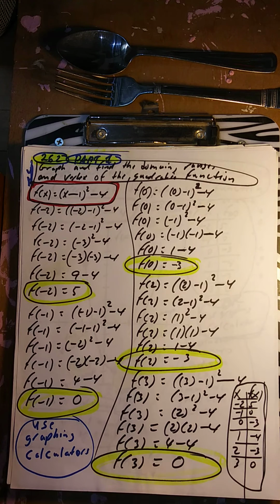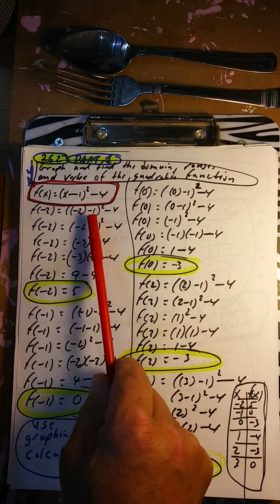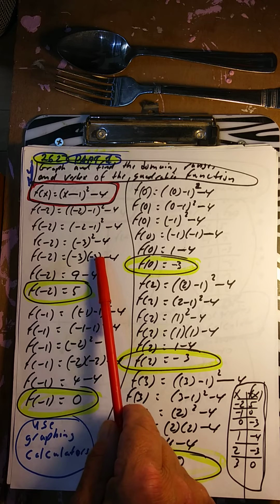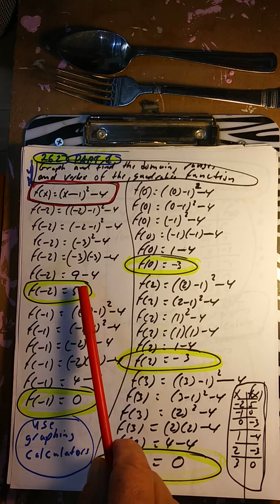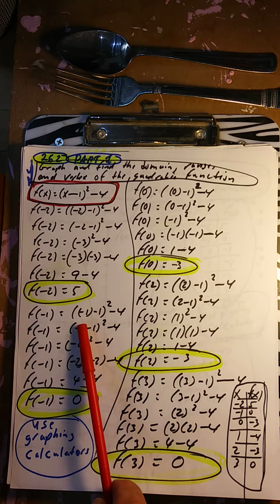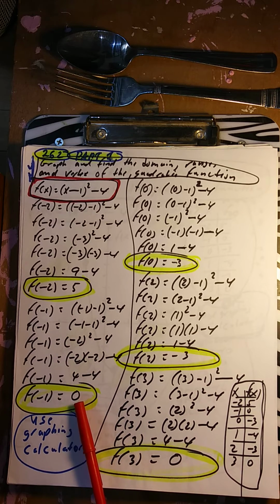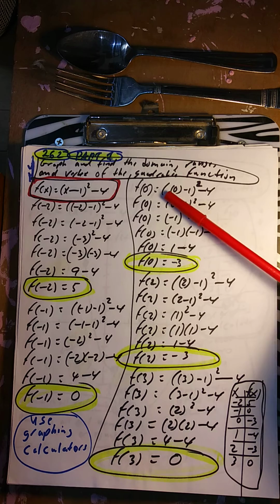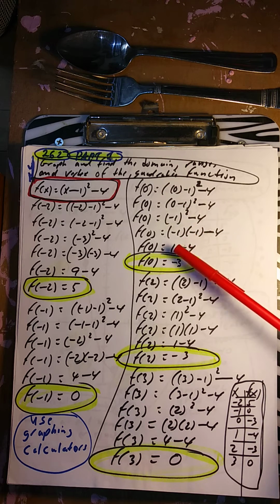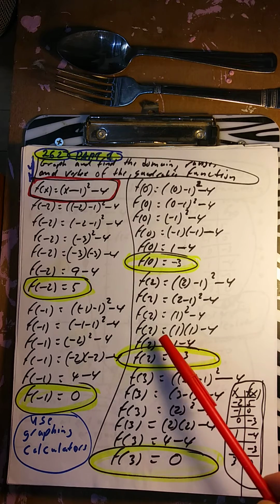Okay, next one. It says graph and find the domain, range, and vertex. Got it. So I put numbers in again. Put a -2 in there: -2 minus 1 is -3, -3 squared is 9, 9 minus 4 is 5. Put a -1 in there: -1 minus 1 is -2, -2 squared is 4, 4 minus 4 is 0. Yay. Put a 0 in there: 0 minus 1 is -1, -1 squared is 1, 1 minus 4 is -3.